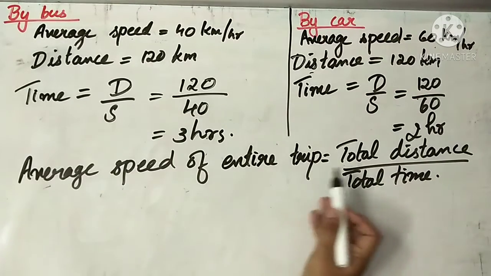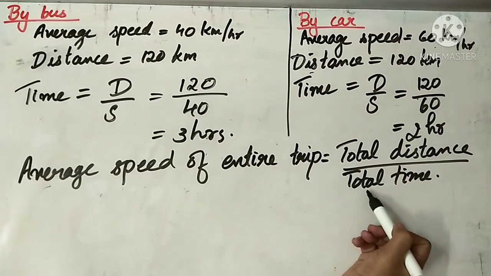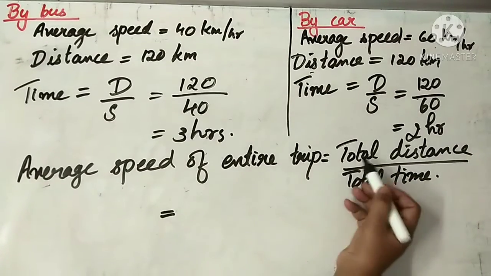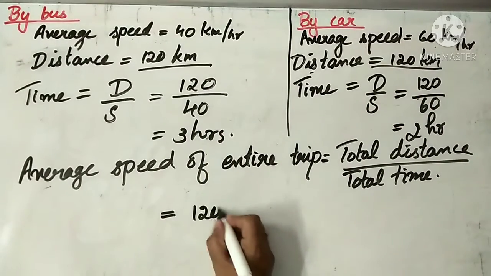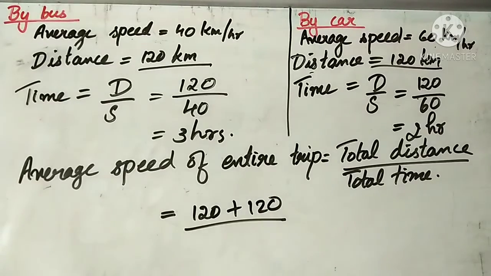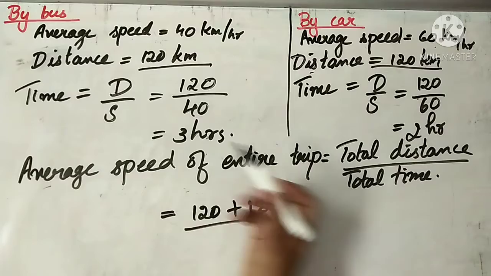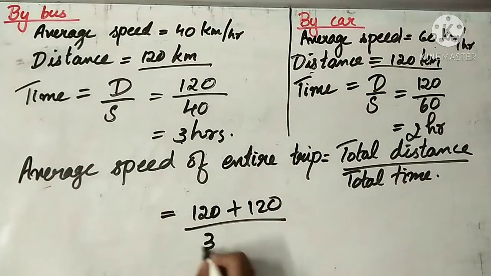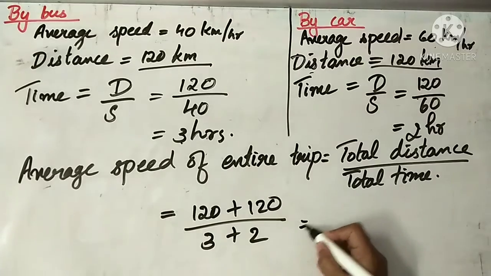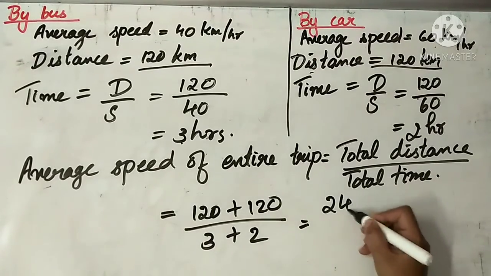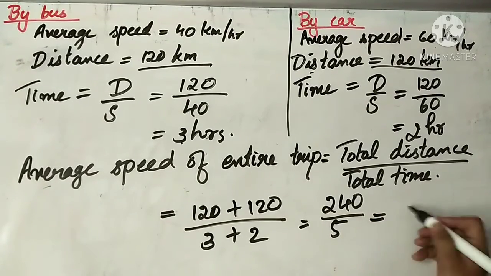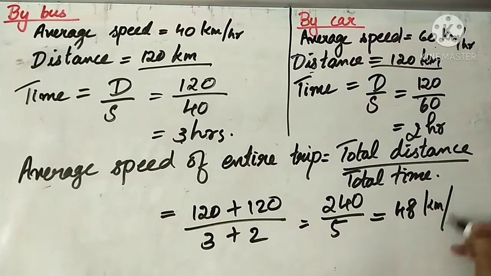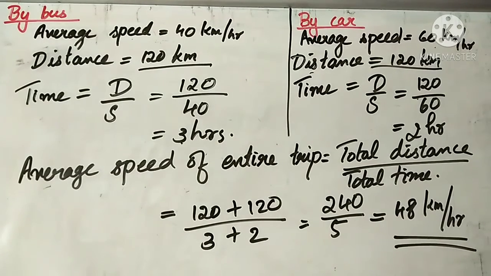Now, we can calculate the average speed of the entire trip. Average speed of the entire trip is equal to total distance by total time. Total distance means 120 kilometer plus 120 kilometers, and total time is 3 plus 2 hours. That is 240 divided by 5. When we divide 240 by 5, we get 48 kilometer per hour. So average speed of the entire trip is 48 kilometer per hour.